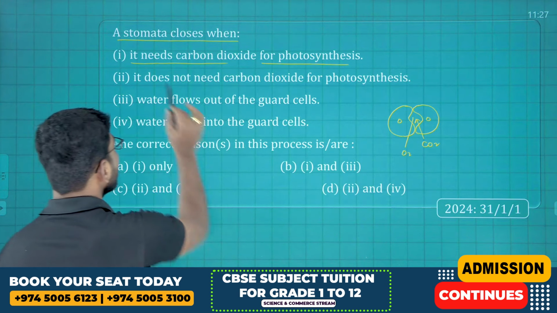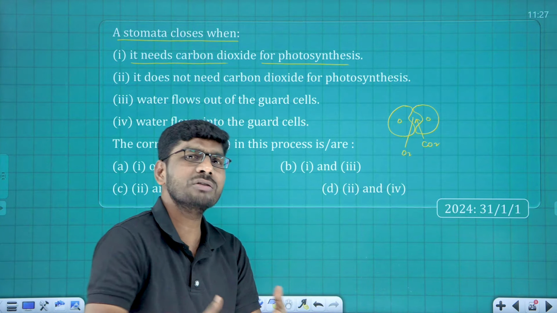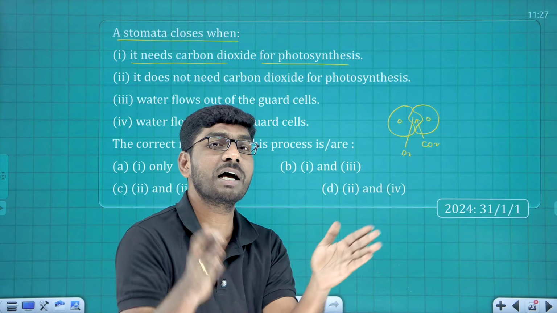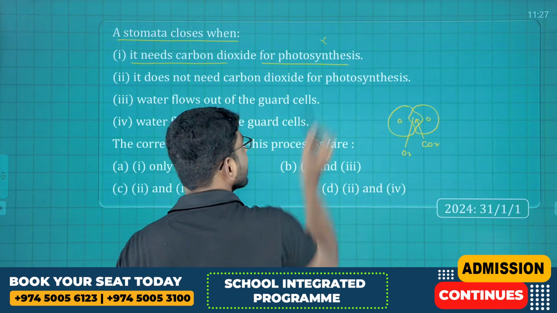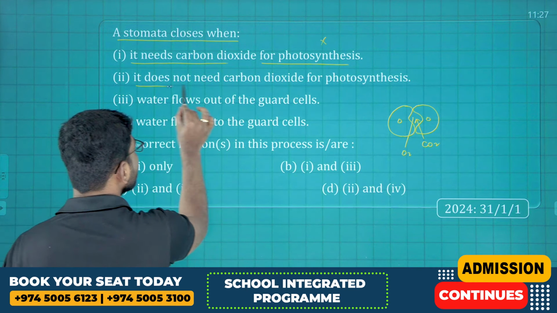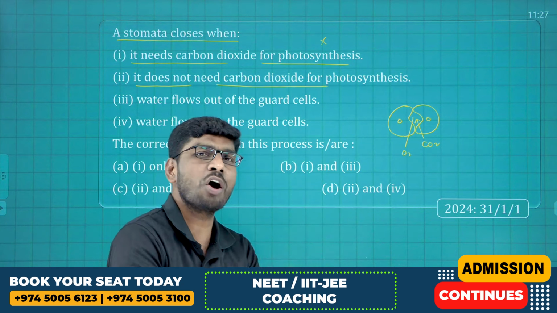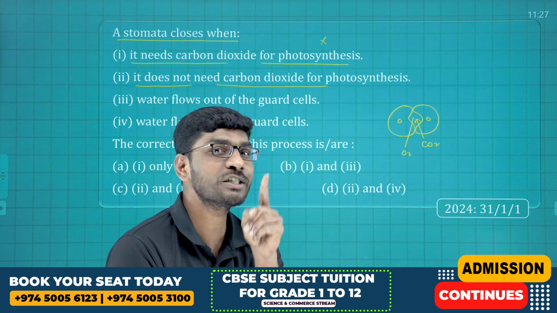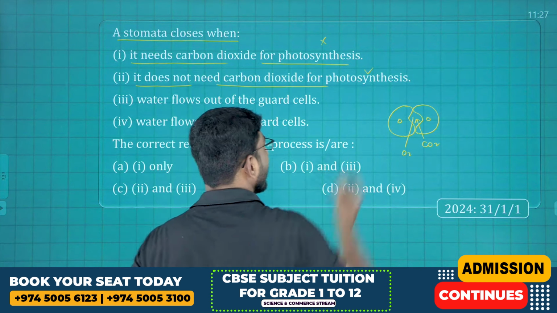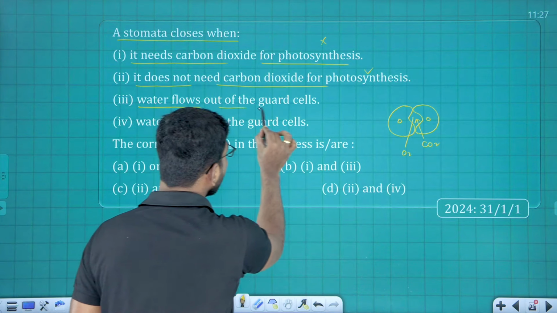Look at the first option: it needs carbon dioxide for photosynthesis. When carbon dioxide is needed for photosynthesis, stomata open, not close. So this is not a correct statement. Number two: it does not need carbon dioxide for photosynthesis. When carbon dioxide is not required for photosynthesis, stomata close. So this is a right statement. Okay. And number three: water flows out of the guard cell.